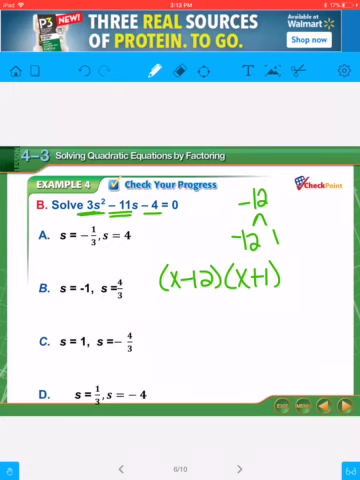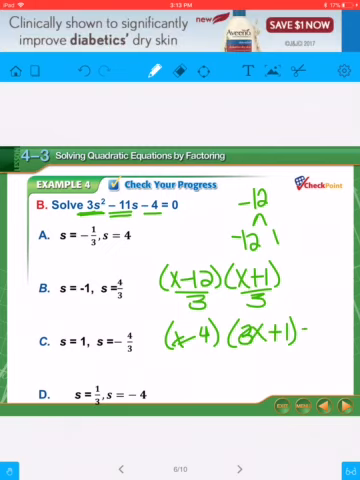But a is not 1, so I have to divide each factor by 3. 12 is divisible by 3, so it's x minus 4. 1 isn't divisible by 3, so that's 3x plus 1 equals 0. And now I'm going to set each individual factor equal to 0. So x minus 4 equals 0, so that's x equals 4.